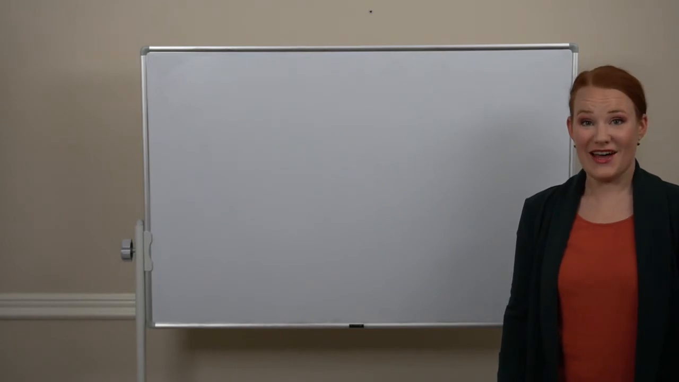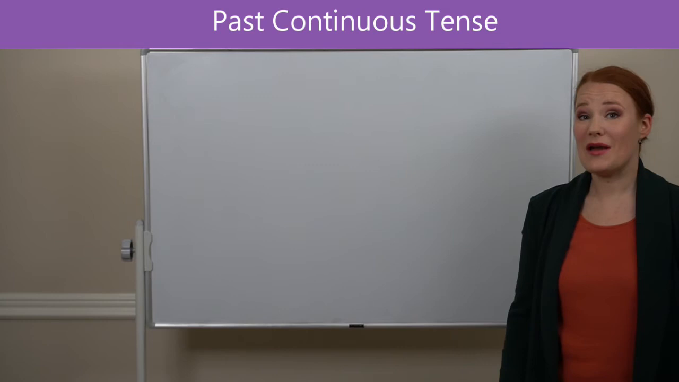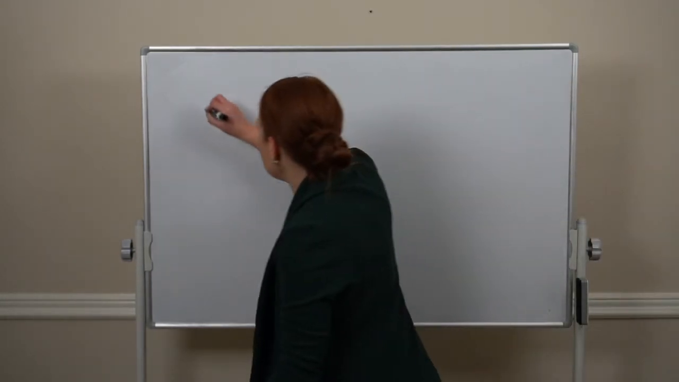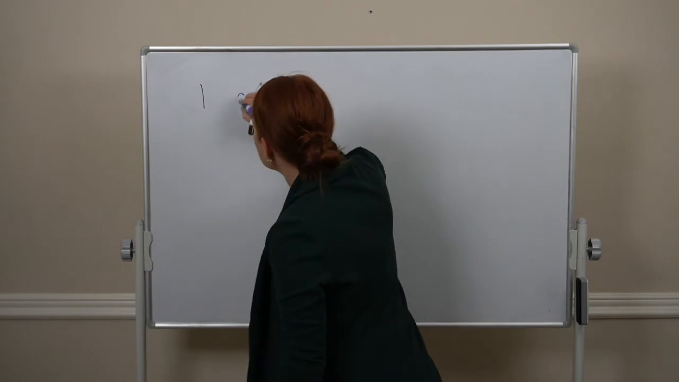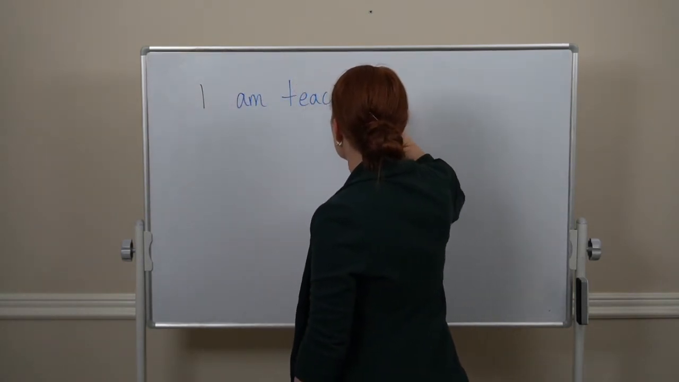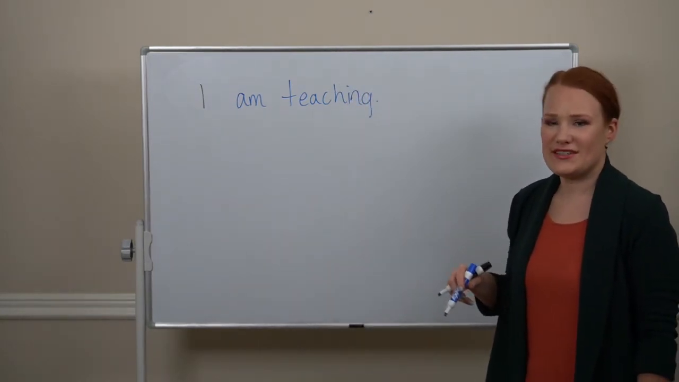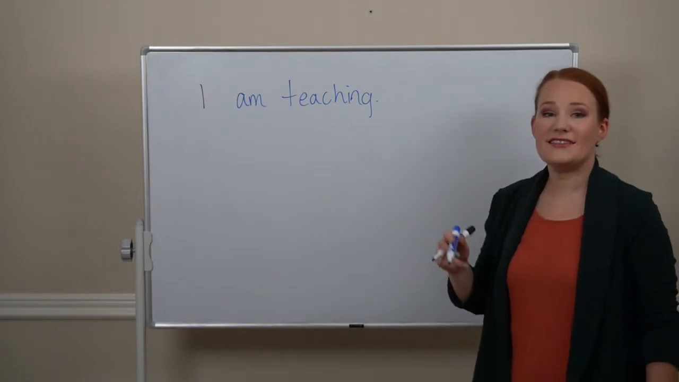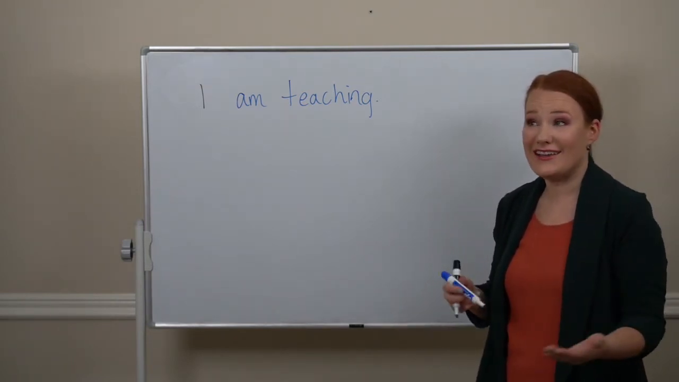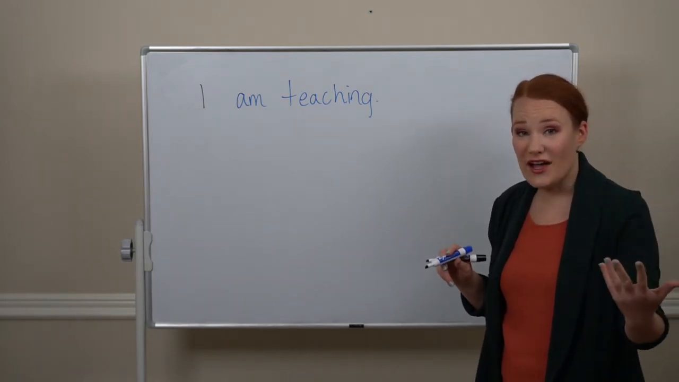Today, let's break down the past continuous tense. So, you guys remember the present continuous tense, right? It looks like this. I am teaching. We use present continuous tense to tell us what's happening right now. I am standing, I am talking, I am teaching, I am writing, you are listening, you are watching.